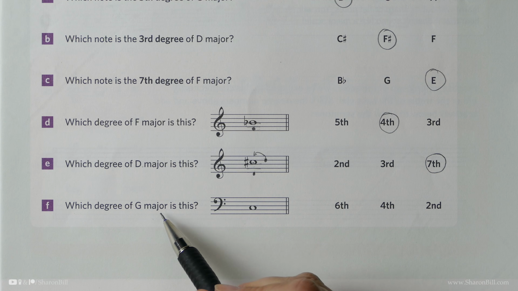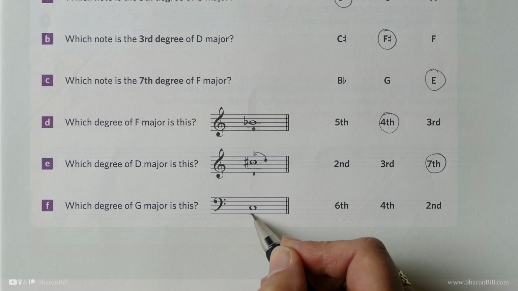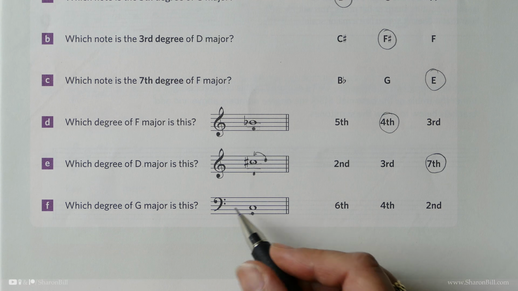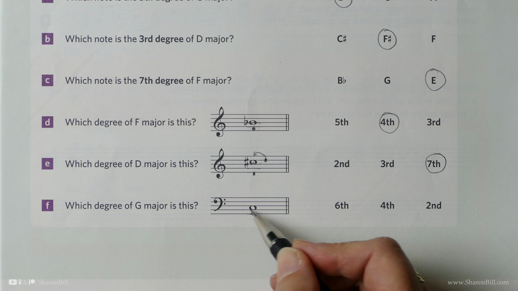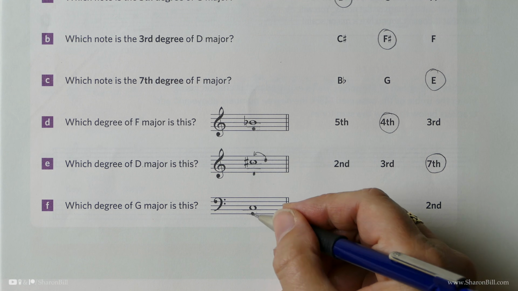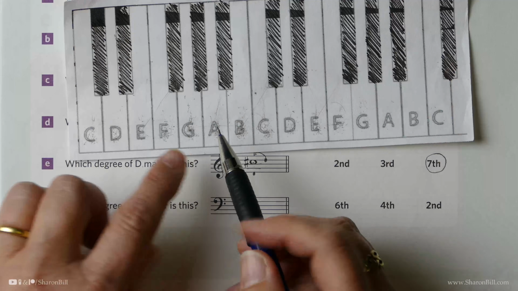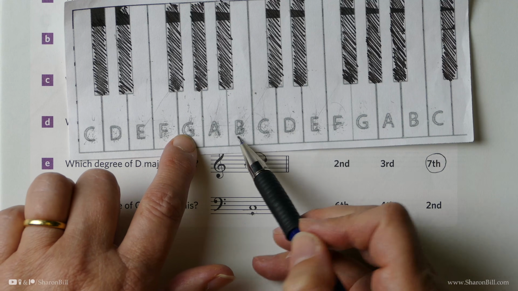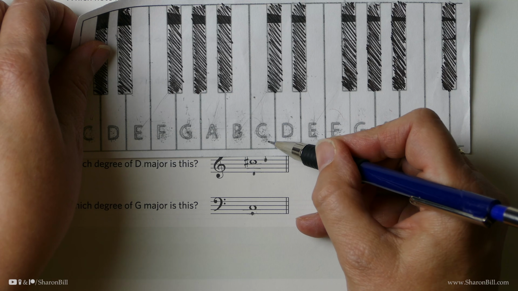And now counting which degree of G major scale is this. We're in the bass clef, so there's G. That's our first, our tonic. G, good boys deserve. So 1, 2, 3, 4. So we know that's the 4th degree of the scale. Or using your piano keyboard, G, 1, 2, 3, 4. We know that C is the 4th degree of the scale.